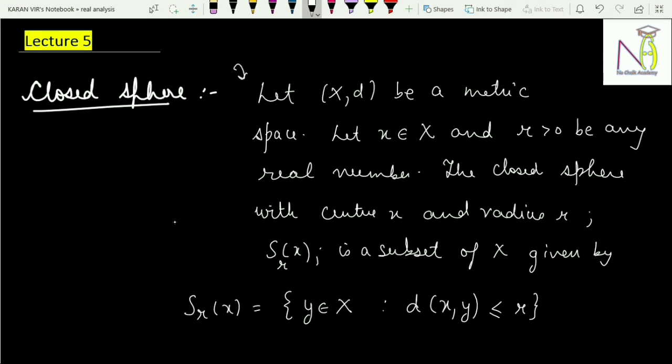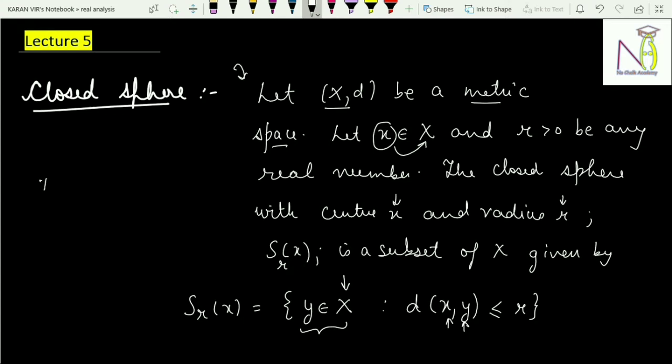For this, I will be considering (X, d), which is any metric space, and let capital X be any point from this set X, which is obviously a non-empty set, and let r greater than 0 be any real number. Then the closed sphere with the center x and radius r, generally denoted as S_r(x), is a subset of X which is the collection of all the y's coming from capital X such that the distance between y and x is less than or equal to r.